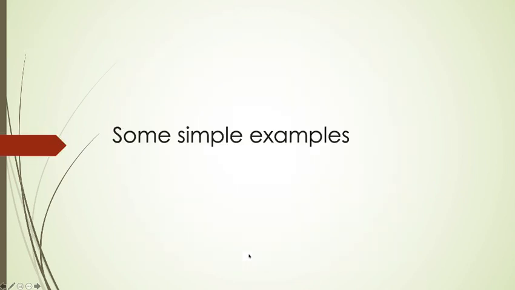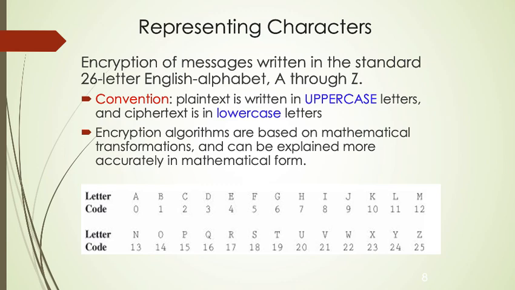So let's take a look at some simple examples of encryption algorithms. These will only be symmetric ones. To understand encryption algorithms, we have to take a look at representations. If you think about just the simplest form of a message written in the standard 26-letter English alphabet, the convention on paper when you're writing it out is to write the plain text in uppercase letters and the ciphertext in lowercase letters, like in that example below.